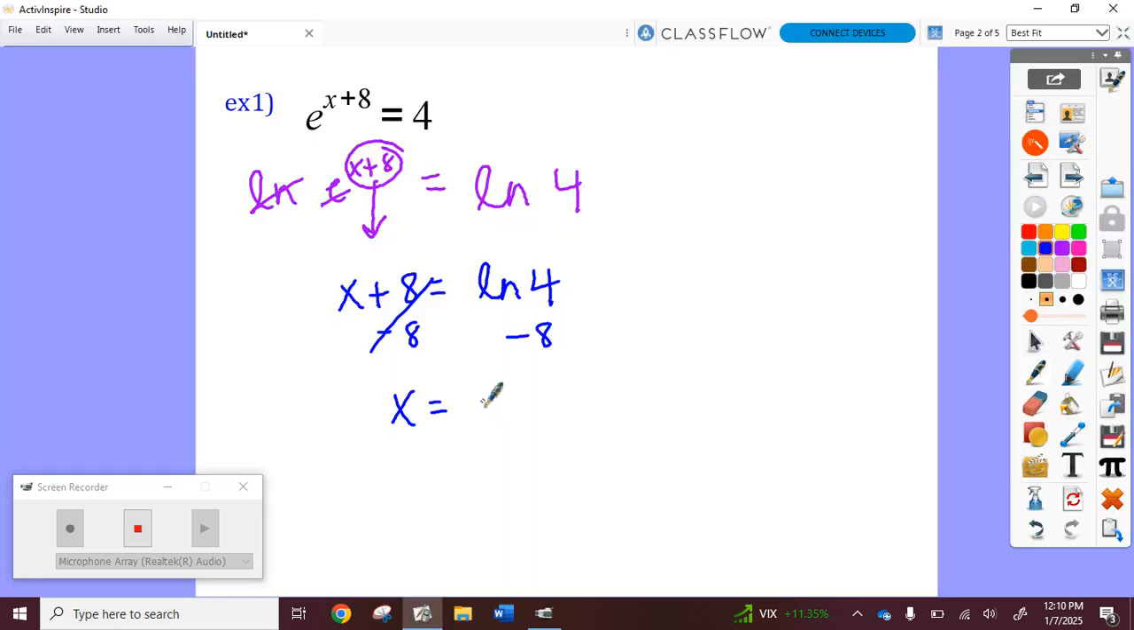Let me just use my handy dandy one I have here. So control ln of 4 minus 8. It's going to give you some ugly decimal, but that's okay. So negative 6.6137. IXL wants you to round to the thousandths place. So since this is a 7 here, you're going to round this up to a 4.